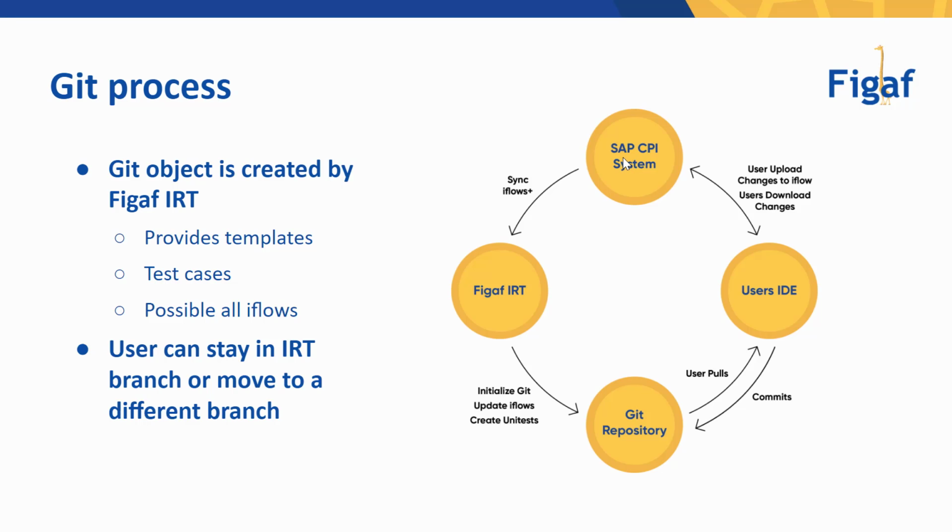So the way we work is that from the Figaf tool we will synchronize data from the Git repository. As we saw now, it will take all the iflows that we have, and then once it has done that, it will push it into a Git repository. In this Git repository, the user can then pull the latest changes, and he can then see the iflow. And then from here, he has the option to upload or download iflows for a certain user. And that makes it really easy to develop.